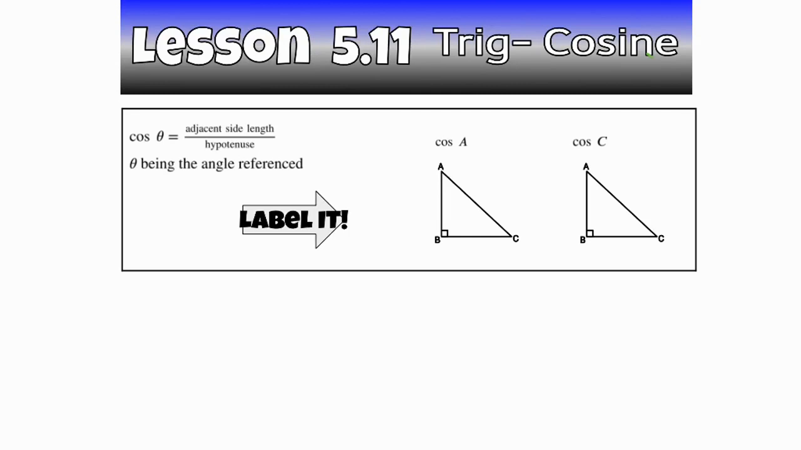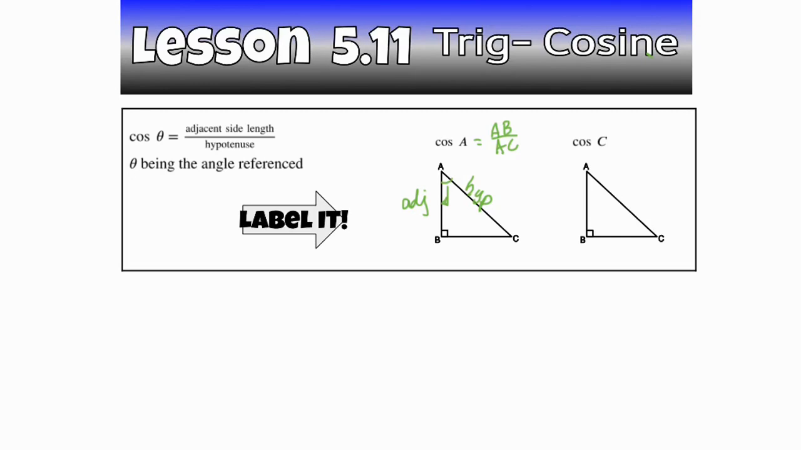So if we're looking at the cosine of A, that's this angle right here. The adjacent side is going to be this side right here, that's AB. So the cosine of A is going to be the segment AB, whatever that length is, divided by the hypotenuse, which is AC. That's going to be the ratio that's equal to the cosine of that angle.